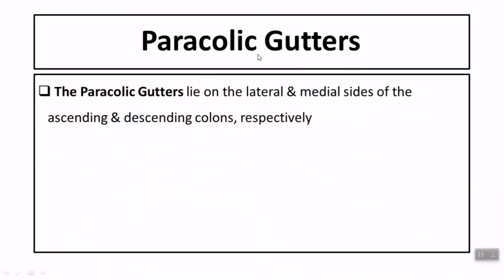The paracolic gutters in this region lie on the lateral and medial sides of the ascending and descending colon. It means on both sides of the colon. The paracolic gutters lie on the lateral and medial side of the ascending and descending colon respectively.